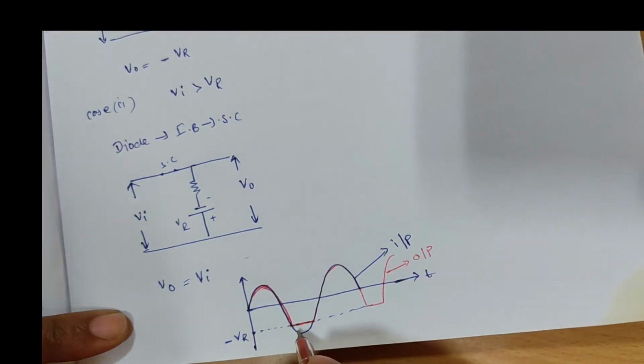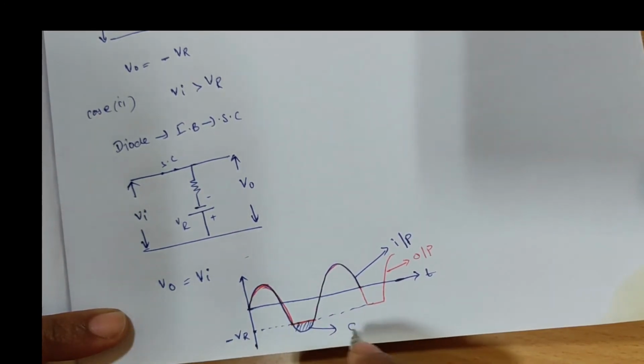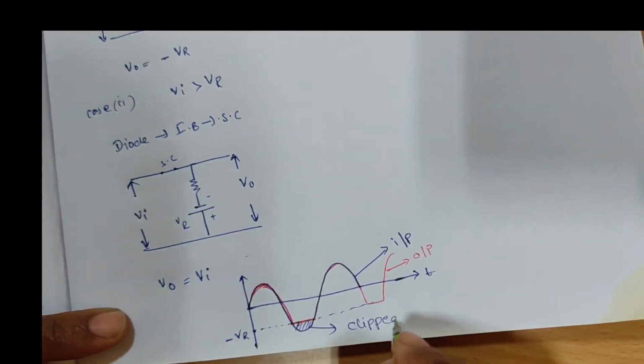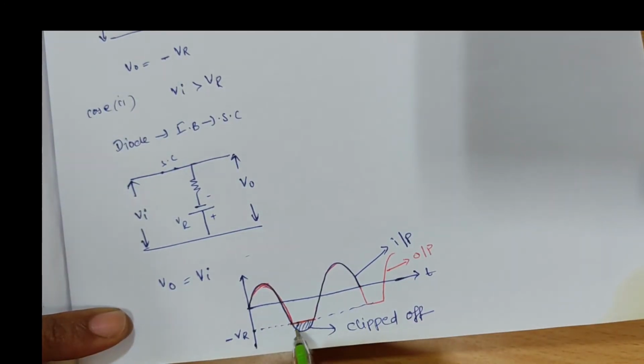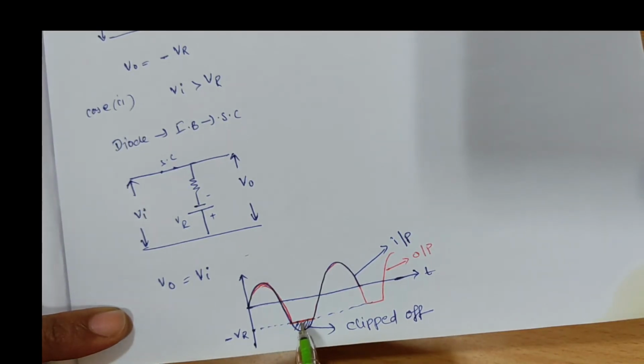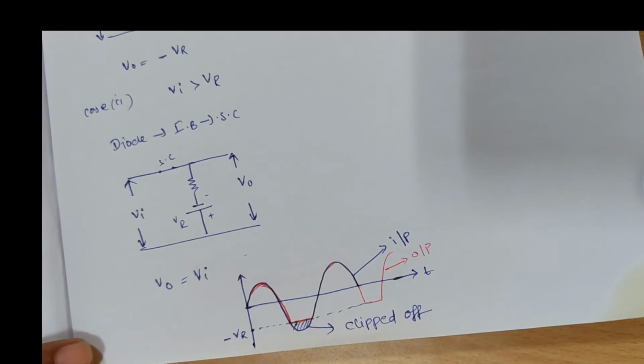Which part are we removing? This part we are removing. This part is clipped off, and this part is removed. So we are removing the small portion of the negative half cycle here.